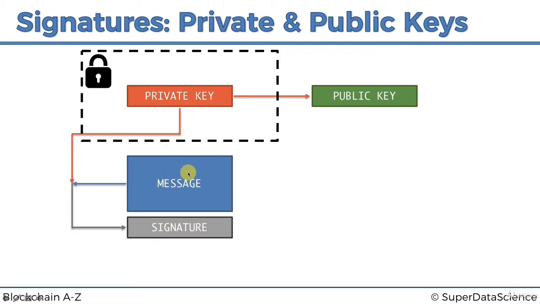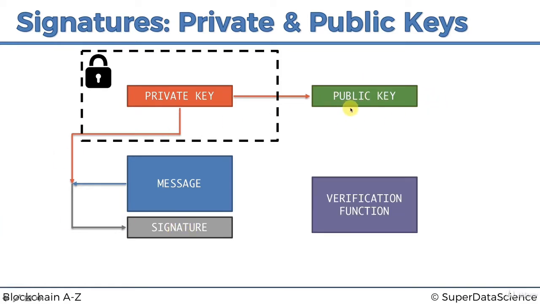So this transaction will travel with the signature, and therefore anybody who encounters this message will also encounter the signature, or encounters this transaction will also encounter the signature attached to it. The only question we have left now is, how can they verify that indeed it was you who made this signature? Well, that's where the public key comes in.